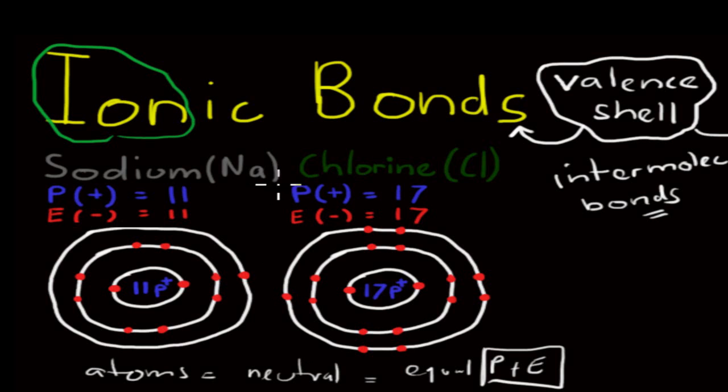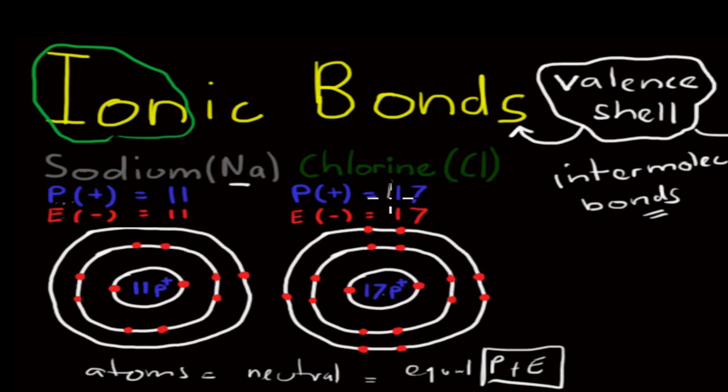So in this case, we've got a sodium atom right here. The way we know that, P stands for proton, E for electron. We know that because it has 11 protons in its nucleus and 11 electrons in the shells around it. So it's going to have equal amounts of positive and negative charge, which means it's an atom. Same with the chlorine atom here.